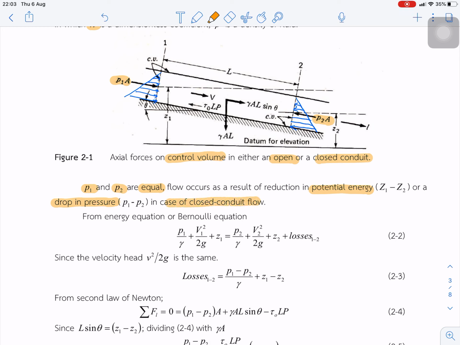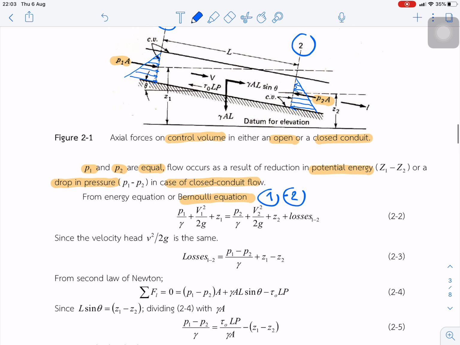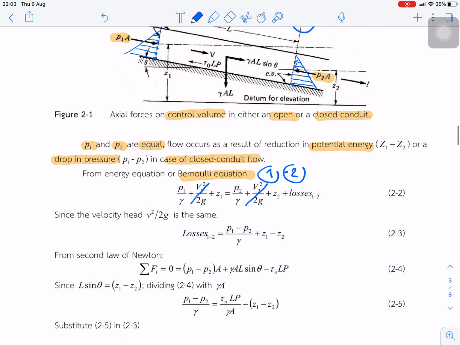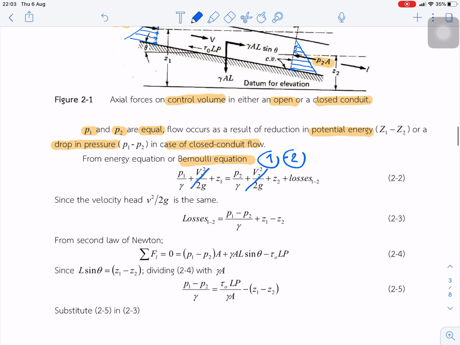From the energy equation or Bernoulli equation, we can write the equation from point 1 to point 2. Point 1 is this location and point 2 is here. We find that the velocity is the same on both sides, so we can cancel it, and the loss is equal to the difference between the 2 points, the pressure difference and the elevation difference.